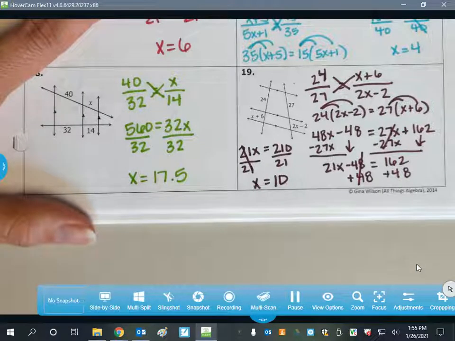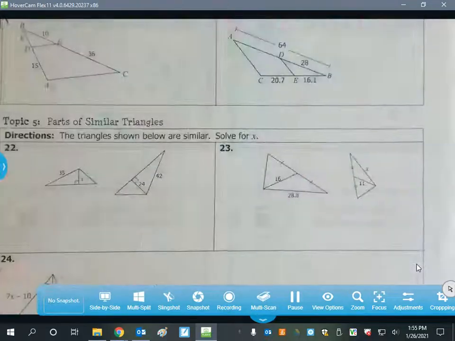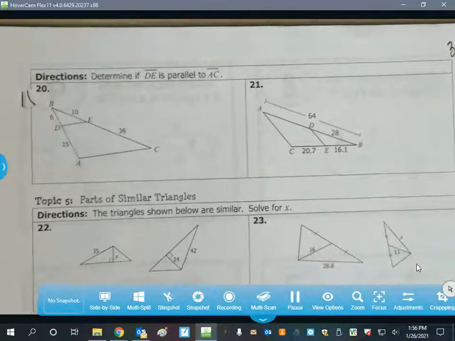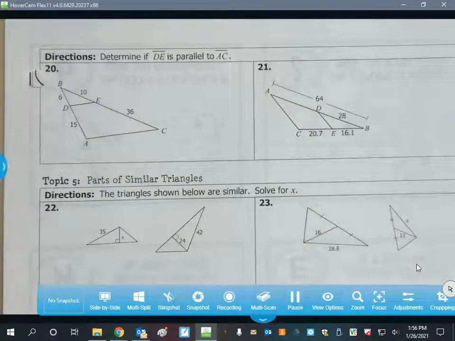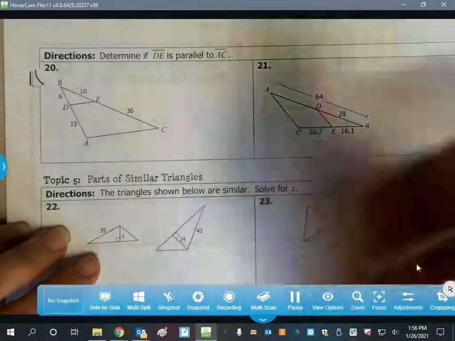All right, let's move on to page 32, last but not least. All right, so in 20 and 21, it says determine if DE is parallel to AC. Now remember, to tell if they're parallel, set up the proportion, cross multiply, and if you get the same number when you cross multiply, those lines are parallel. So go ahead and set up that proportion now and tell me if these lines are parallel for number 20.